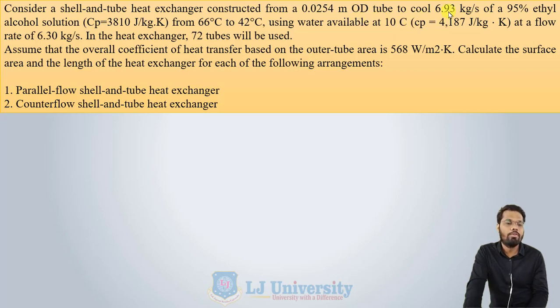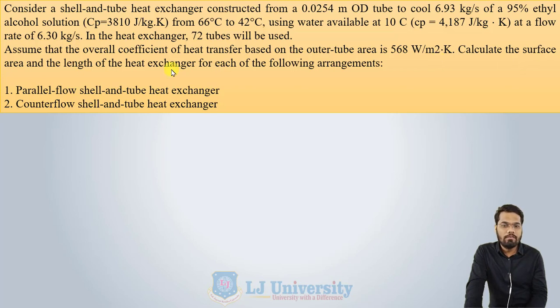The mass flow rate of the hot fluid is 6.93 kg per second, so this is the value of mH. In a heat exchanger, 72 tubes will be used. Assume that the overall heat transfer coefficient based on the outer diameter is 568 watt per meter square Kelvin. This is the value of capital U, overall heat transfer coefficient.